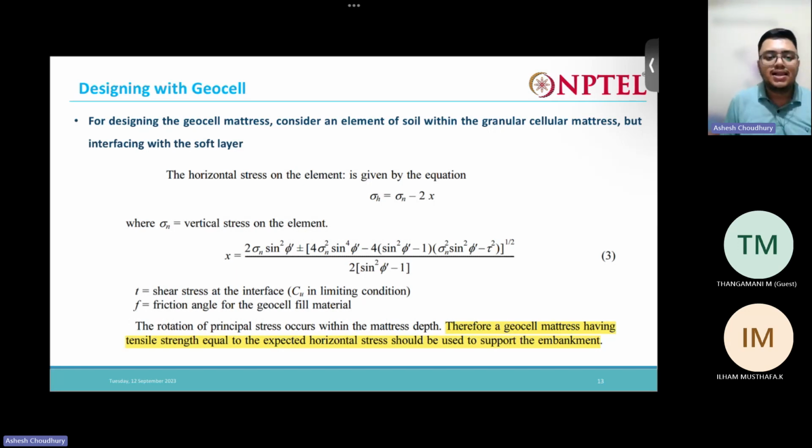Say you get this horizontal stress sigma h. This horizontal stress ultimately comes out as 50 kilonewton per meter square. That means you have to use a geocell mattress 1 meter thick having a tensile strength greater than or equal to 50 kilonewton per meter.